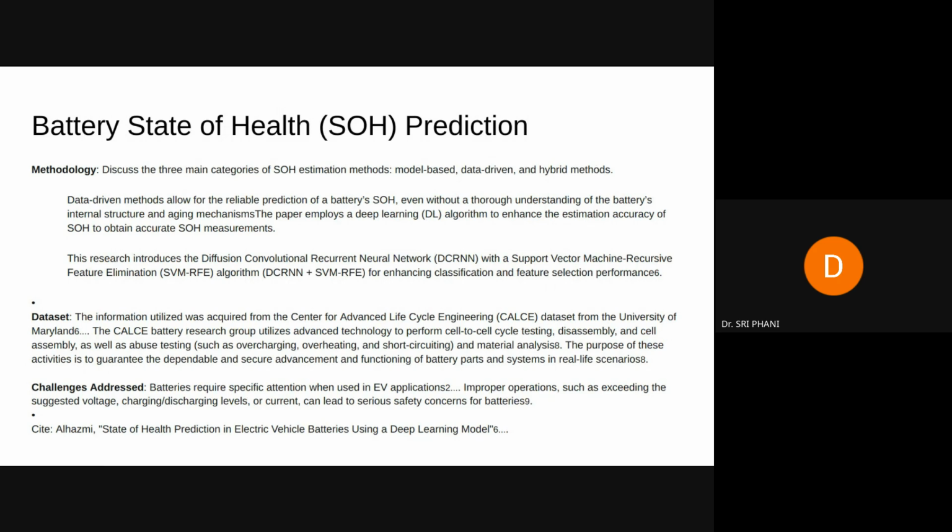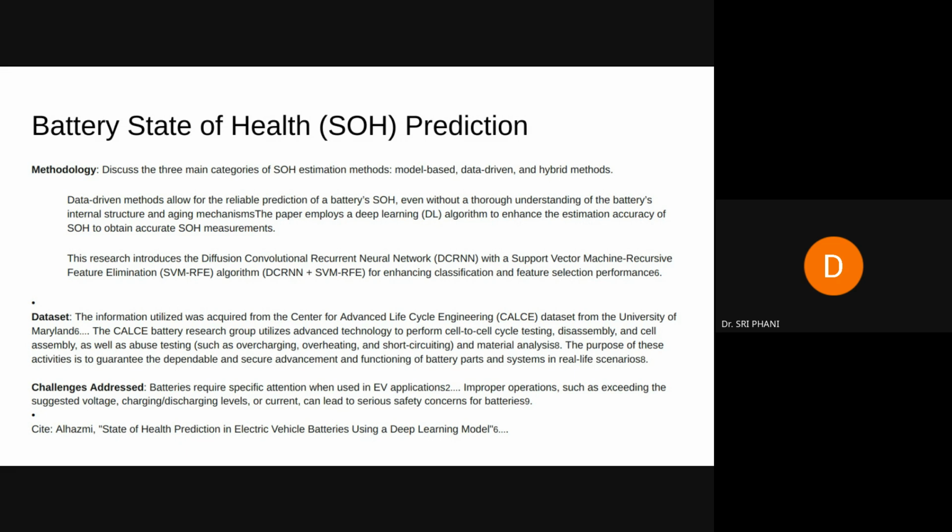The similar thing for SOH can also be done. Of course, they have said how SOH estimation methods can be broken into model-based, data-driven, and hybrid methods. Here they have taken the data-driven approach so that they can have a reliable prediction of battery SOH, even without a thorough understanding of the battery's internal structure, that is, the internal physics of the battery. Even if the model is not provided, they are able to predict state of health properly.